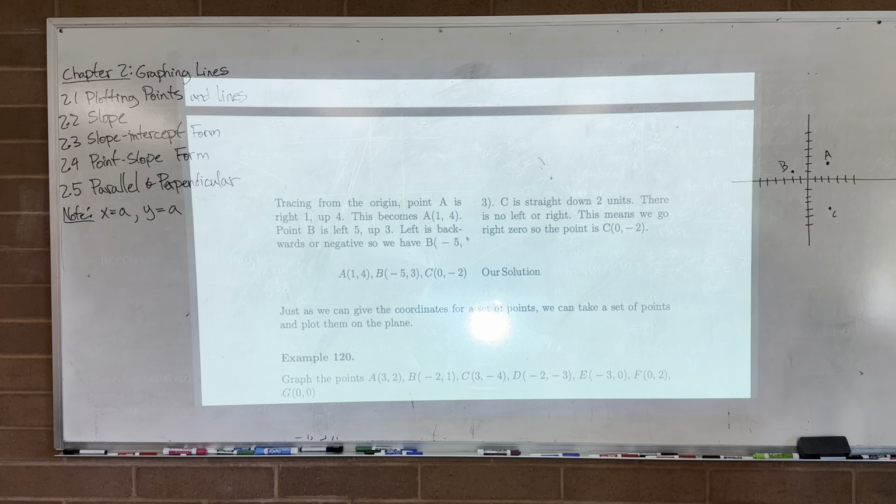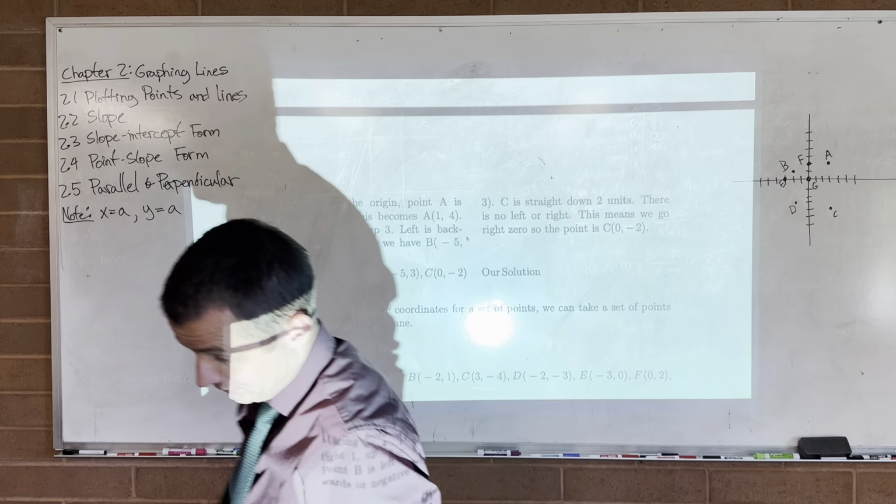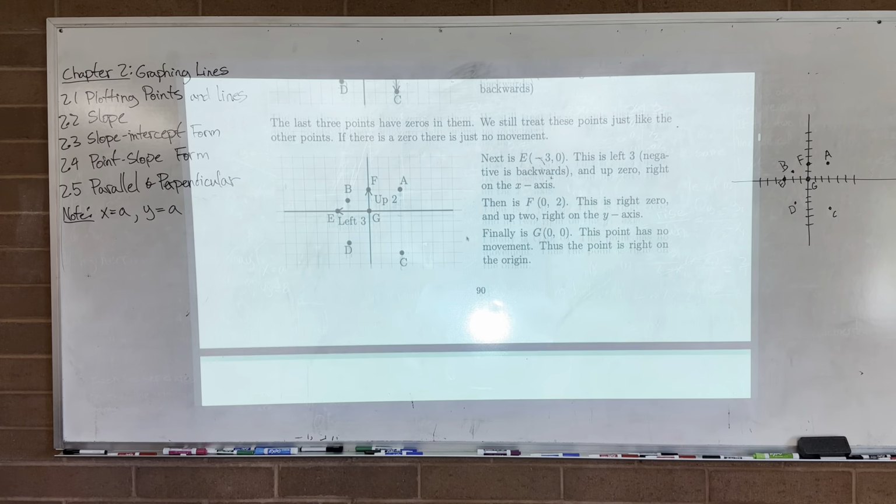All right. D is -2, and then -3. There's D. E is -3, 0. So it's right on there. So that one is E. F is 0, 2. 0 in the x direction, 2 up. And then finally, G is the origin. All right, there we go. Plotting points. Doesn't get any easier than that. Looks like we got it roughly right. Okay, next.